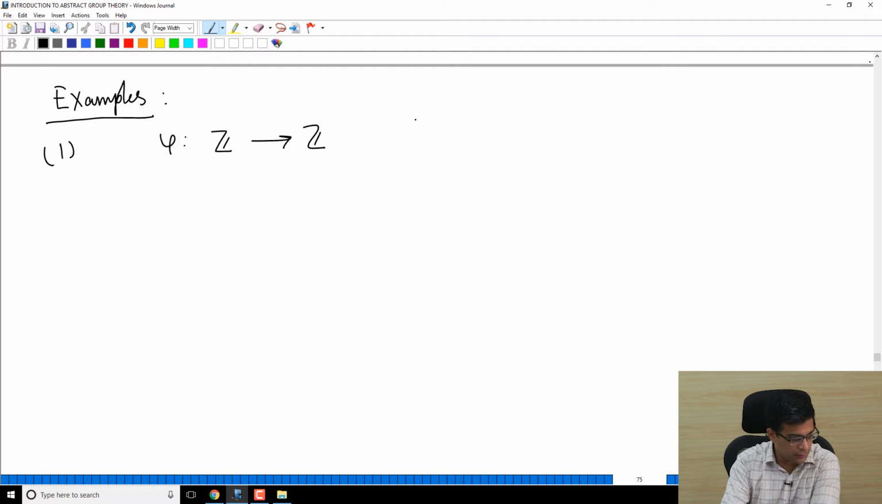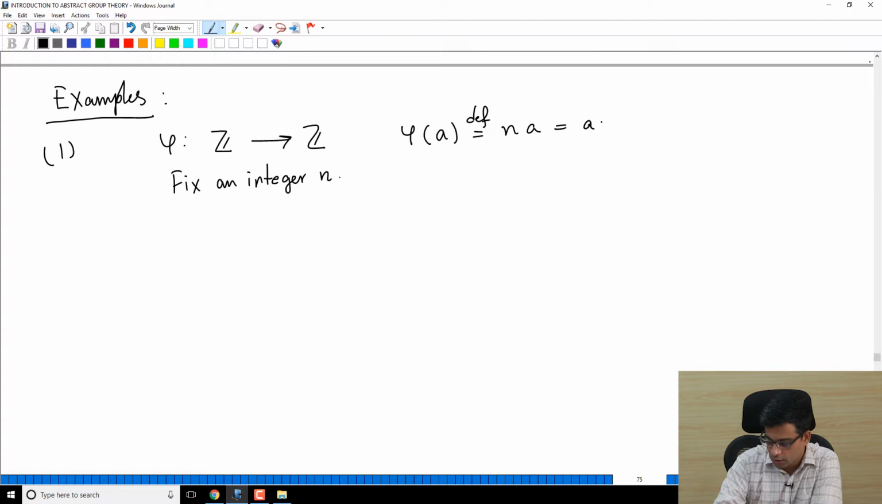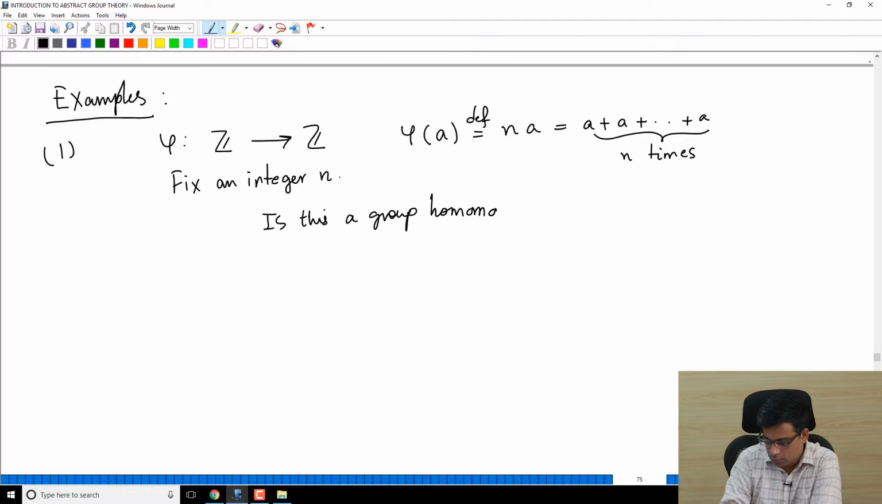So for example, you fix an integer n, and I define phi of a to be n times a. So this is nothing but a plus a plus a, n times. Is this a group homomorphism?